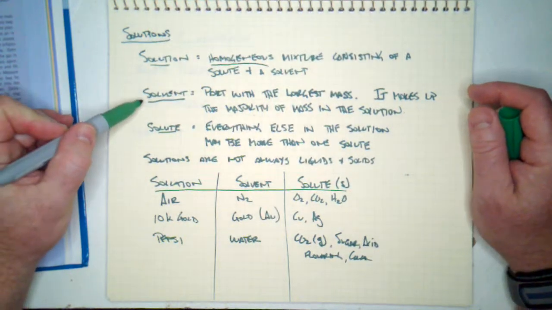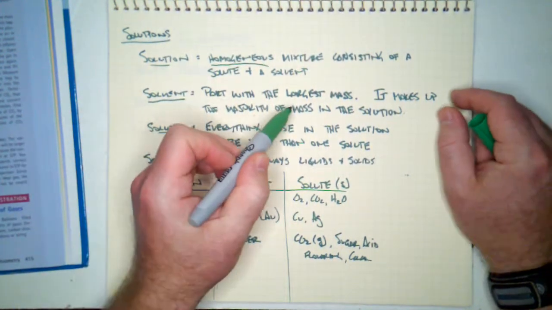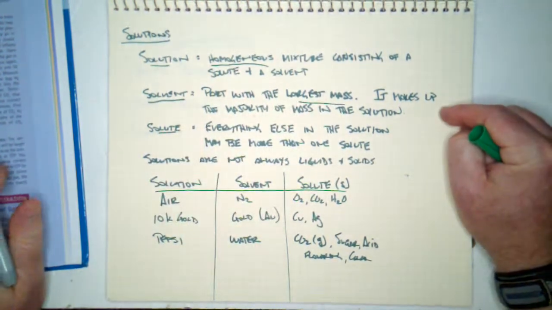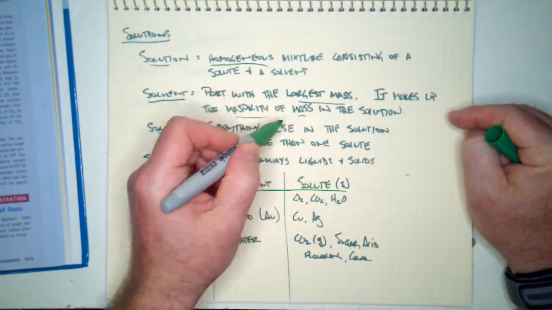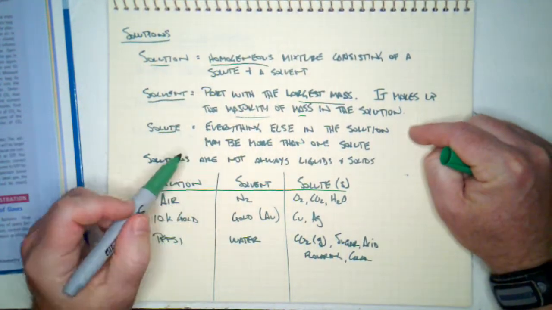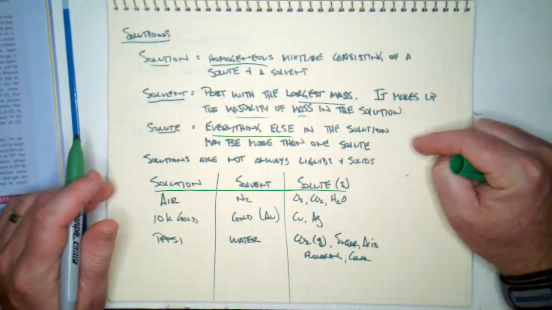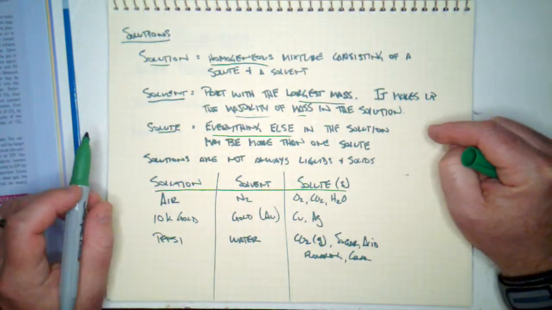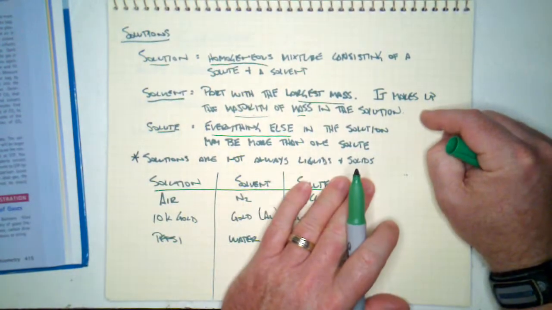Don't want to put the cart before the horse, but a solvent is the part of the solution with the largest mass. It makes up the majority of mass of the solution. See, we're talking about mass here and not volume. The solute is everything else in the solution. Everything else. And it may be more than one solute. Something to remember is that solutions are not always liquids and solids.